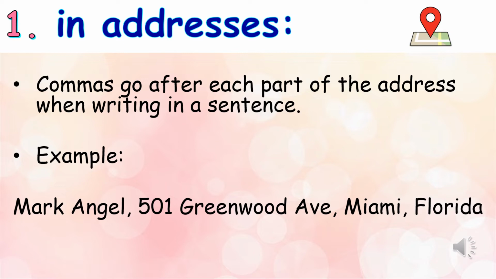Commas go after each part of the address when writing in a sentence. Example, Mark Angel, 501 Greenwood Avenue, Miami, Florida. So you see here, we have a comma after Mark Angel, which is the name of the person, 501 Greenwood Avenue, which is the street address, Miami, that is the name of the city, and Florida, which is the name of the state. So a comma comes after each part of the address.